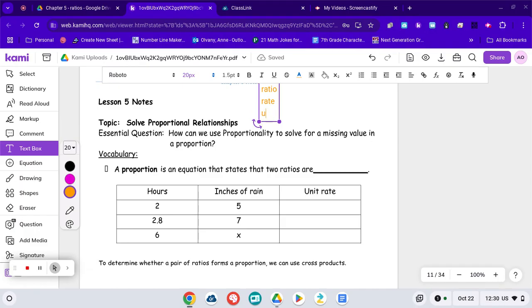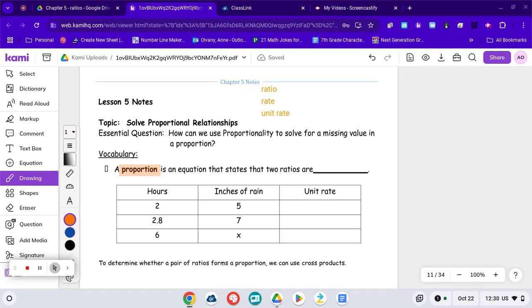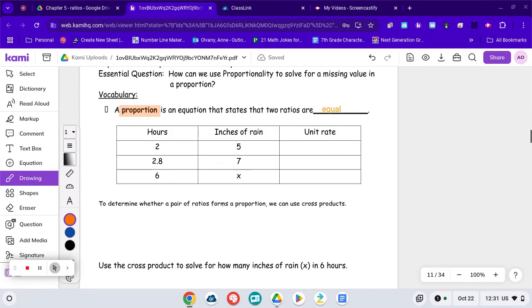And then we got into unit rate, which was a comparison of a number to one unit. Unit rate is over 1, remember that? Okay, and now we're talking about a proportion. A proportion is an equation that states that two ratios are equal. And because a rate is a more specific ratio, that would be the same thing. So what we're talking about is two equal ratios, and it creates a proportion that can be solved.